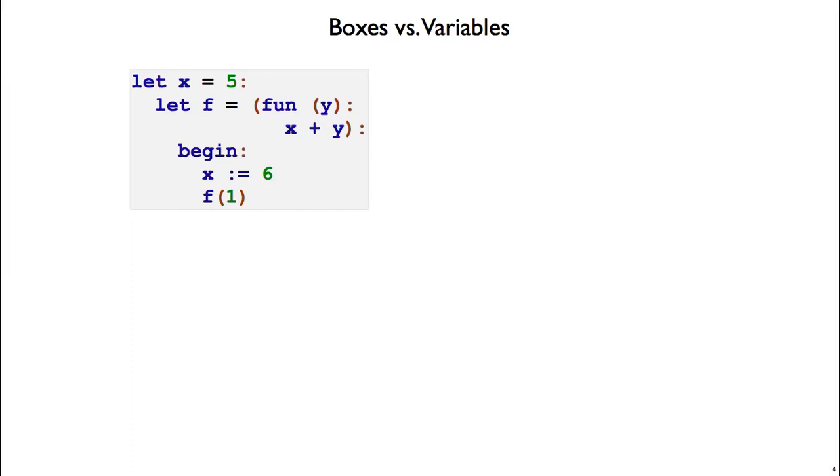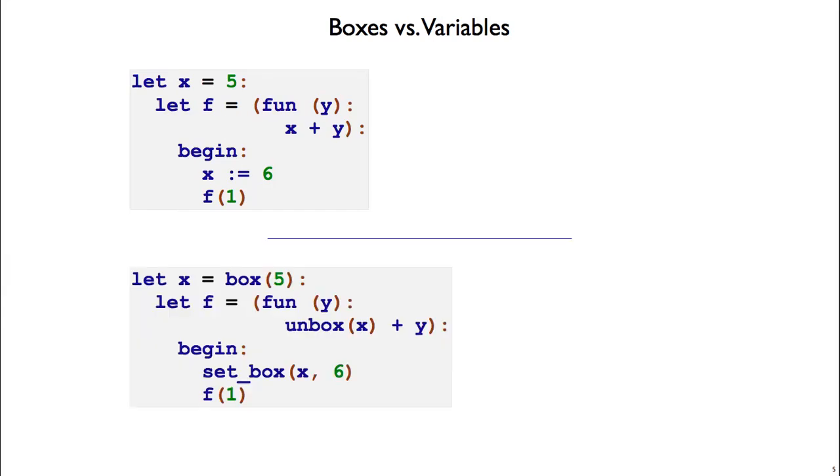Now, this is the same behavior that we would get if the program was using boxes, like shown on the bottom. So right now, we can declare x as a box of 5, then on the inside of the function call unbox, and then to modify x, use a setBox down below. With this, we can begin to see how to translate a program using variables into an equivalent program that's using boxes instead.